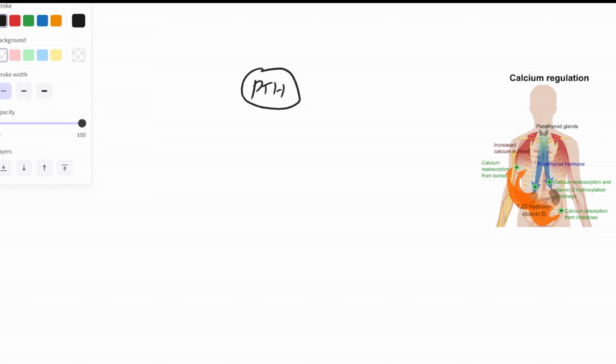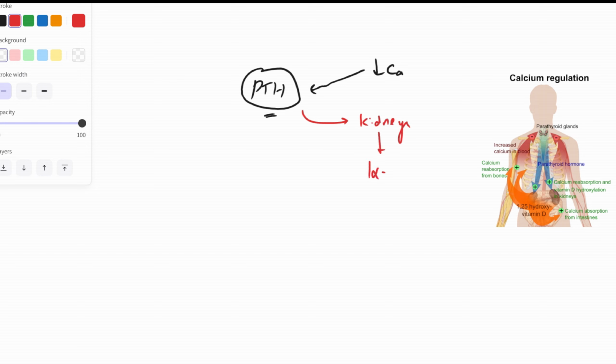So the first player here is the parathyroid hormone. Okay, this is like the village head, okay, the sarpanch. A decrease in plasma calcium levels, which is also called hypocalcemia, is the primary stimulus for the parathyroid glands to release PTH or parathyroid hormone. Think of low calcium as a distress signal and PTH as the village head rushing to coordinate a response.